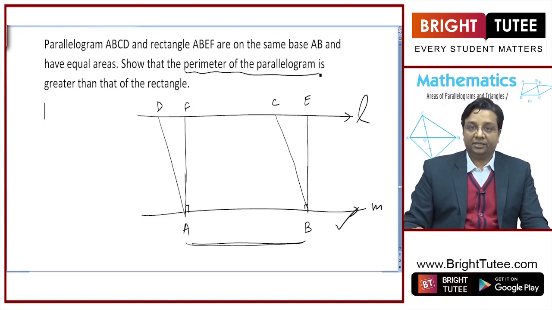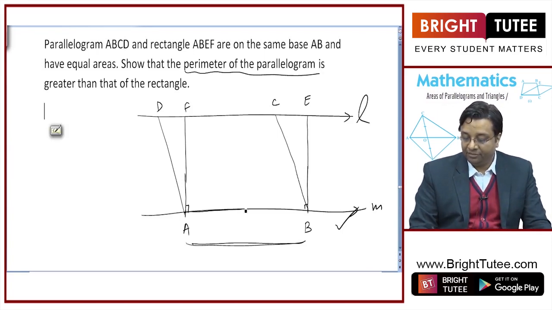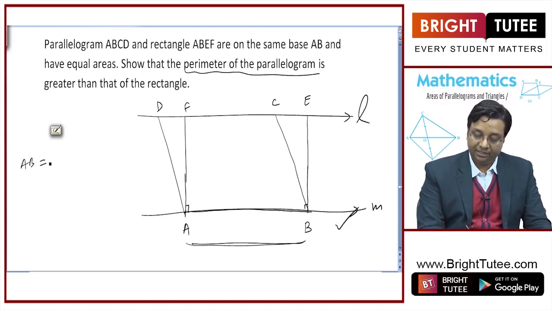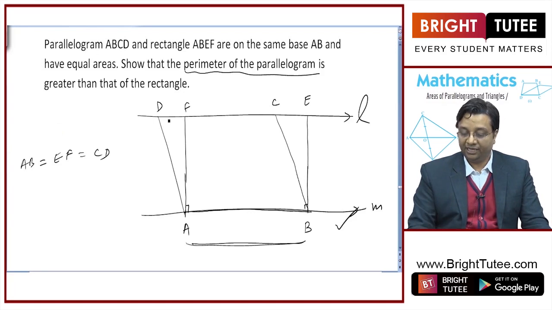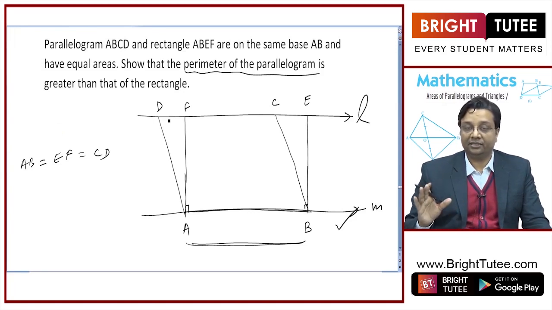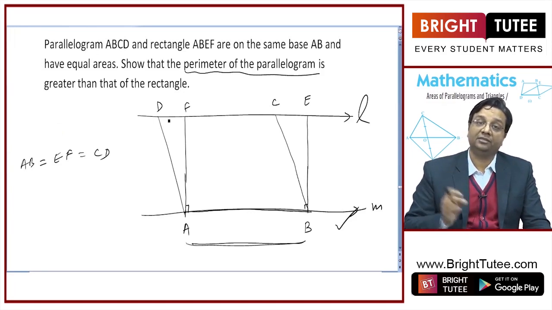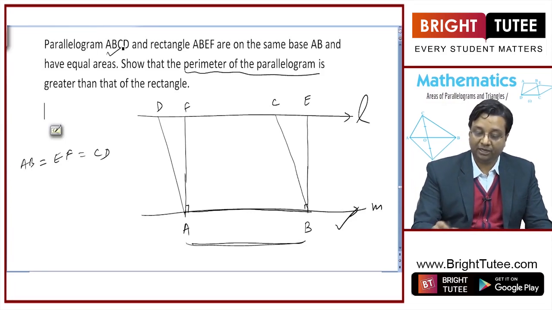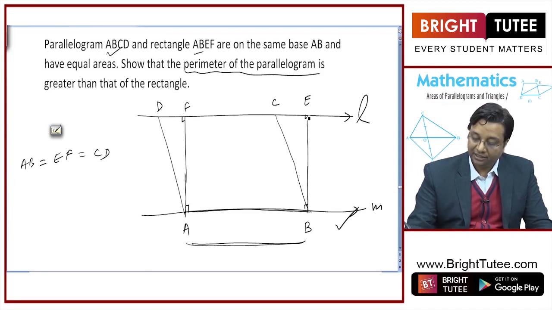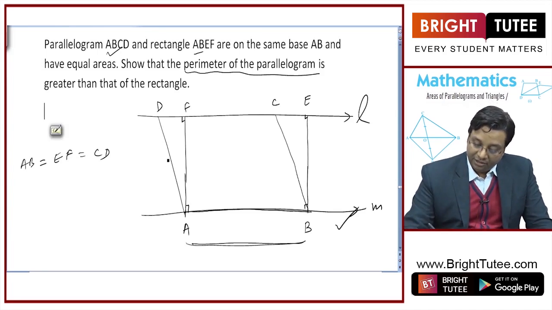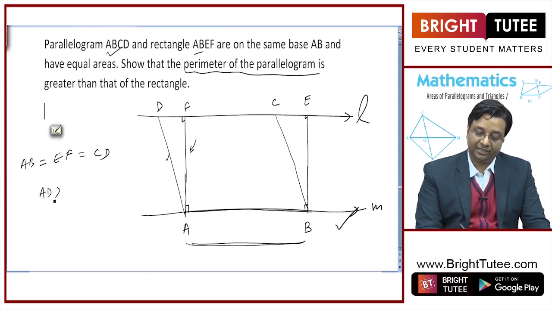If you look at the perimeters, you can always say that AB is equal to EF, which is also equal to CD. Because ABCD is a parallelogram, so AB and CD are equal, AB and EF are equal. So that doesn't make a difference between the perimeters of parallelogram and rectangle. So let us look at the other sides. This angle is 90 degrees, this angle is also 90 degrees. Can you say that AD is greater than AF?